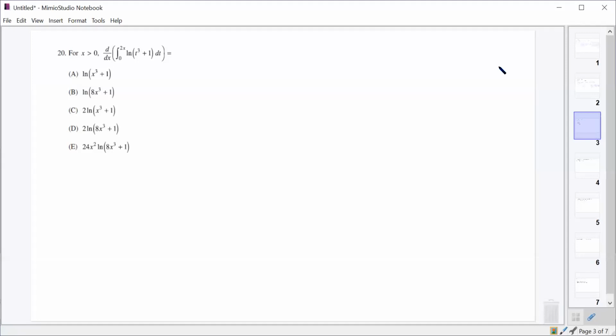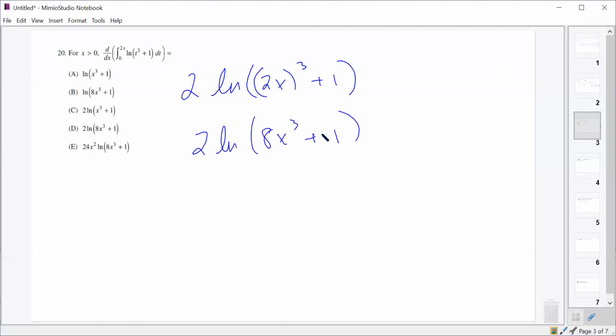All right, so number 20. For x greater than 0, the derivative of the integral from 0 to 2x of this thing should be, once again, just the natural log of 2x cubed plus 1 times the derivative of 2x, which is just 2. So this should just come out to be 2 natural log 8x cubed plus 1. Choice D. Easy enough or no? Any questions there on that one?